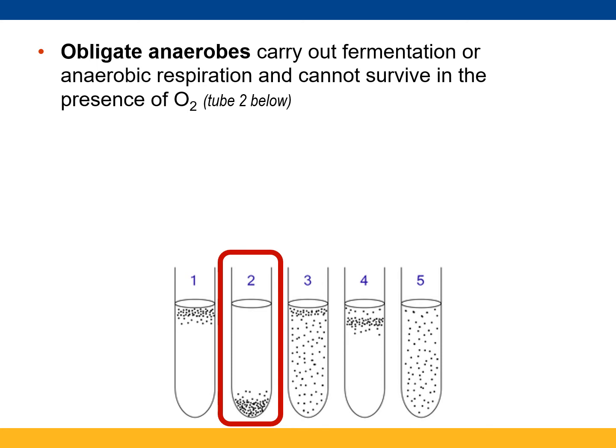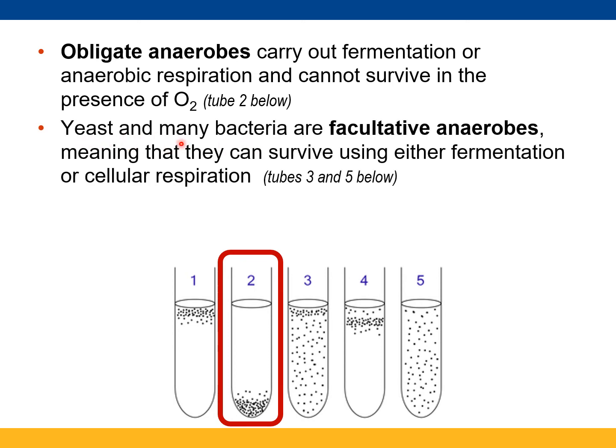If you're familiar with different types of beer, we talk about ales and lagers. Number 2 here would be the type of yeast that a lager is made out of. It's made out of an obligate anaerobe. It gives it a slightly different flavor profile.